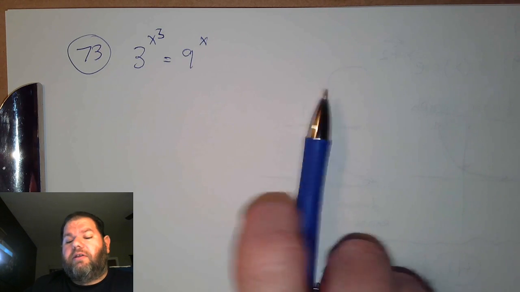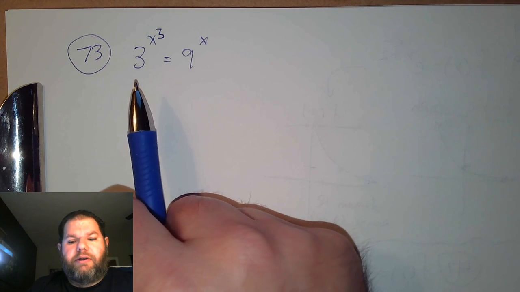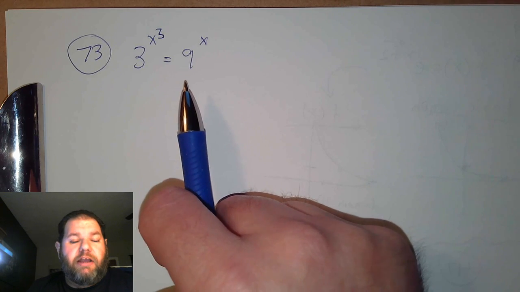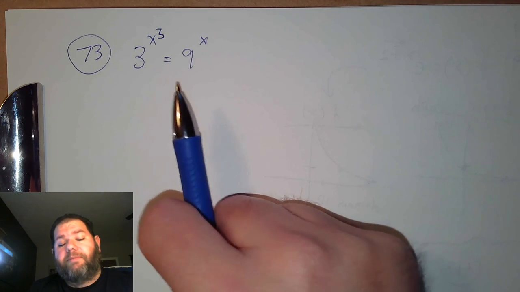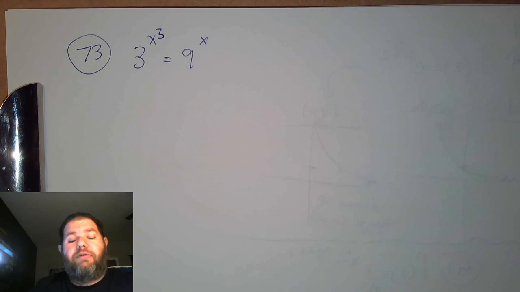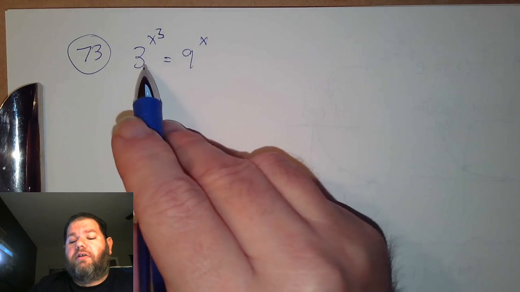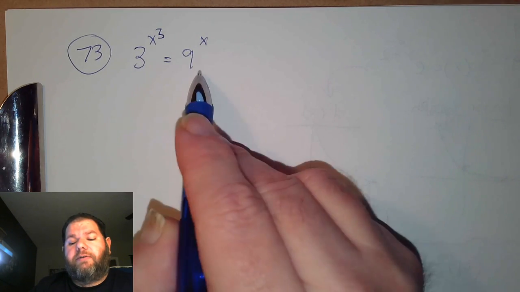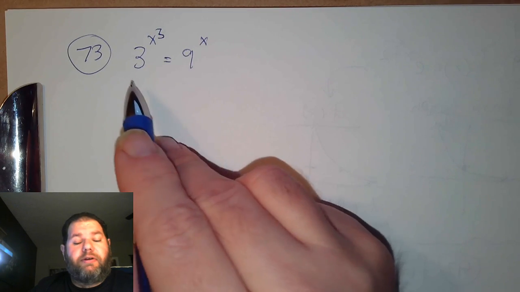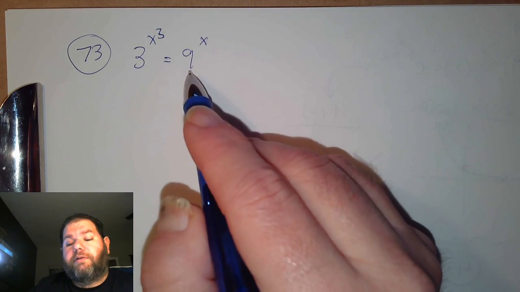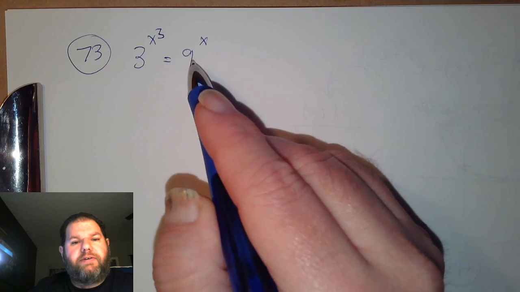So this left-hand side has base 3, so our first thought is, can we write the right-hand side as base 3? Because again, the only way we can approach these right now that we know of is to get the same base on both sides. This one's already lower than 9, so we try to get this one to match this one. And it turns out that 9 is 3 squared.